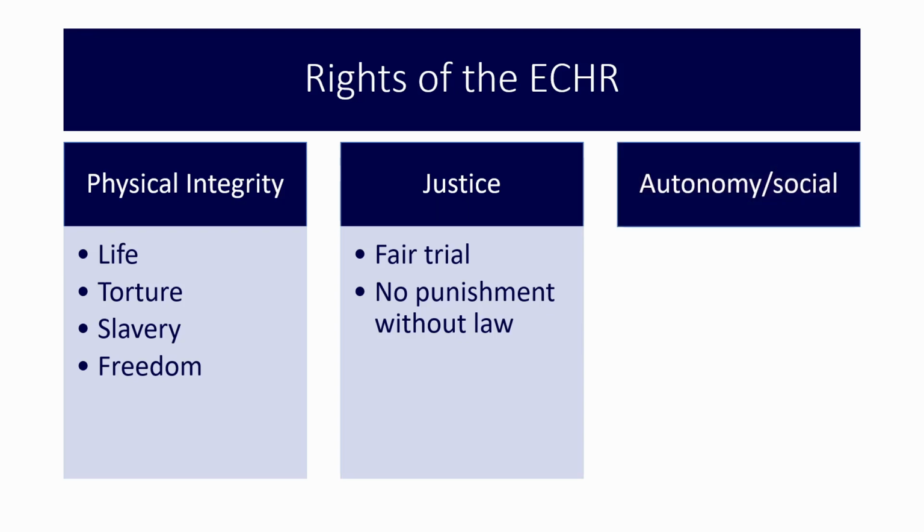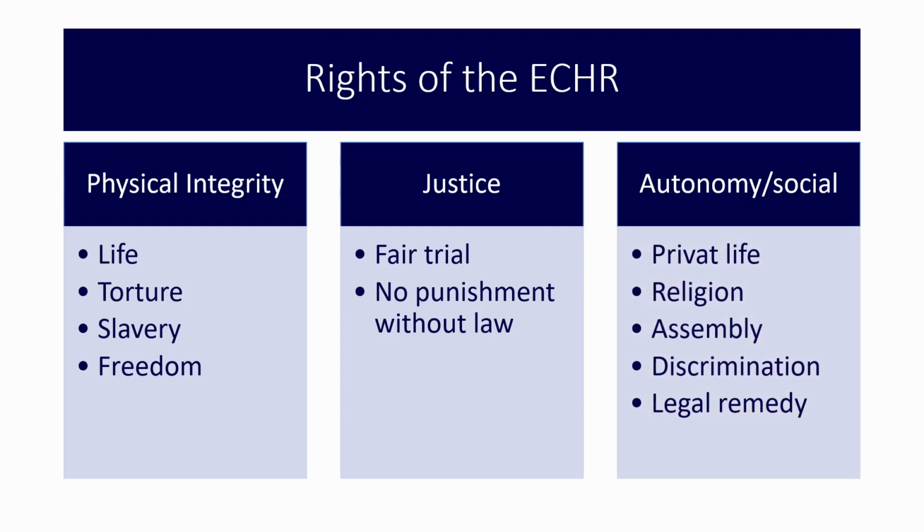The following articles concern social relationships, autonomy and communication. Article 8 guarantees the right to respect for private life, family life, home and correspondence. Article 9 guarantees freedom of religion and conscience. Article 10 freedom of expression. Article 11 freedom of assembly. And Article 12 the right to marry. Finally, Article 13 sets out the right to an effective legal remedy, and Article 14 prohibits discrimination. Of course, that is only one way of categorizing the rights enshrined in the ECHR. There are also other ways to systematize them.